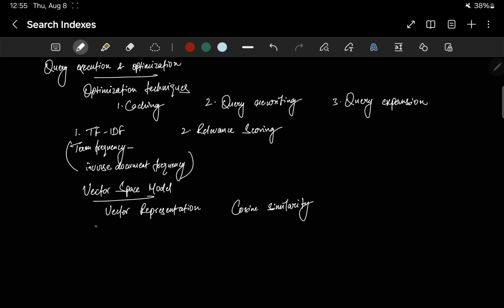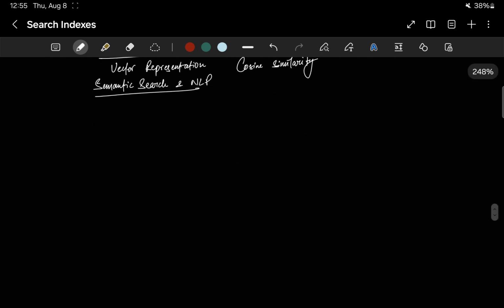Next is semantic search and NLP. Semantic search goes beyond keyword matching, understanding the intent and contextual meaning of search queries for accurate results. And incorporating NLP techniques enhances the search experience by interpreting and responding to natural language queries more effectively. Okay, now let's talk about the challenges and considerations associated with search indexes.